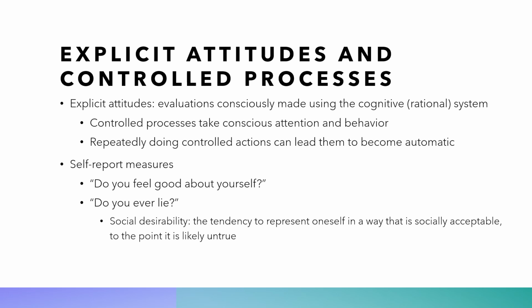Stemming from dual process models, we have the idea of explicit attitudes and implicit attitudes. We're going to spend a few slides on implicit attitudes, but first we'll talk about explicit attitudes. These are evaluations that are consciously made using the cognitive system, right? So they are a controlled process. Explicit attitudes in social psychology are often measured through self-report measures.